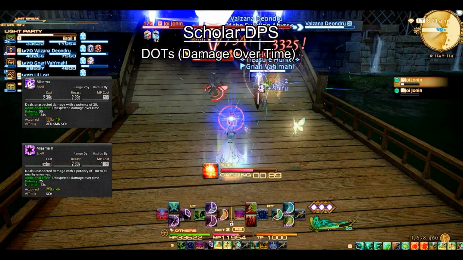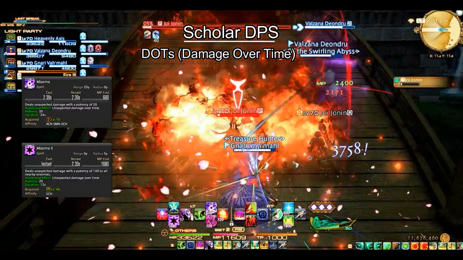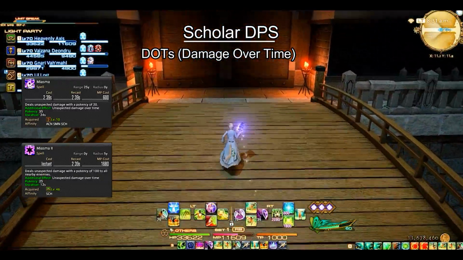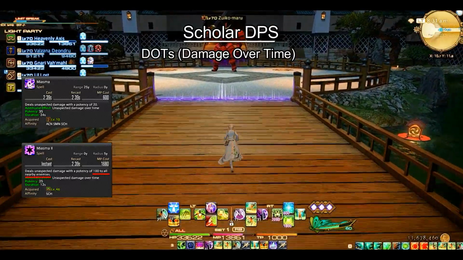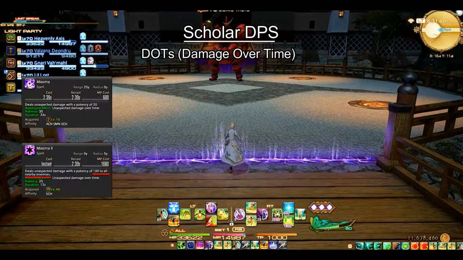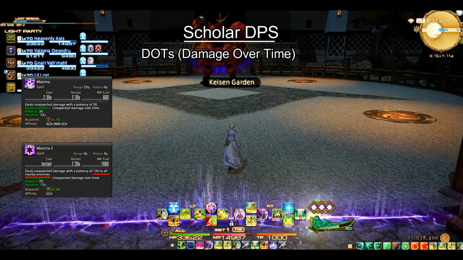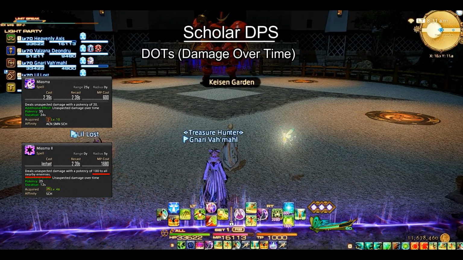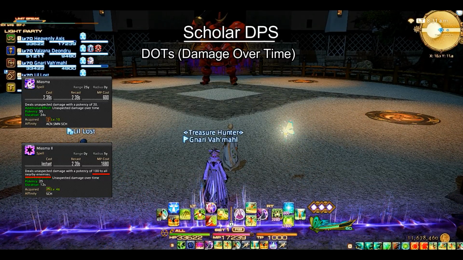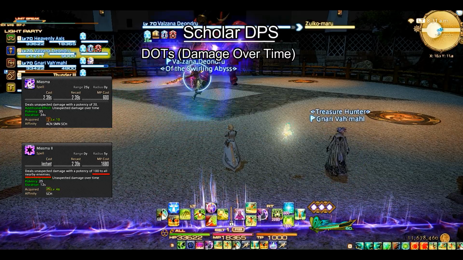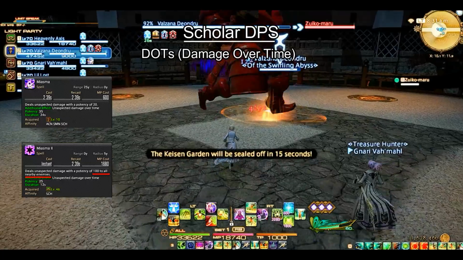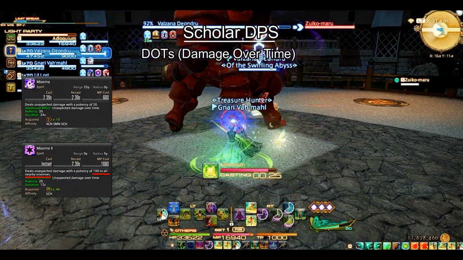First are dots, or damage over time abilities. You have Miasma and Miasma 2. It is important to note here that Miasma 2 is an AoE ability, hitting enemies within a 5 yalm radius of the caster. Both of these abilities can be stacked on the enemy at the same time. Miasma, unlocked at level 10, deals a 35 potency dot over 24 seconds, while Miasma 2 is unlocked at level 46 and has a 25 potency over 12 seconds.